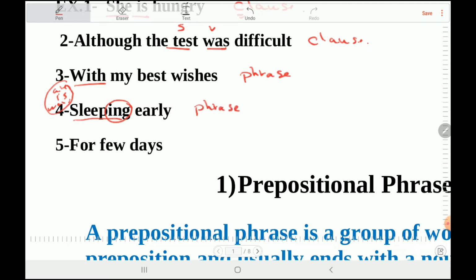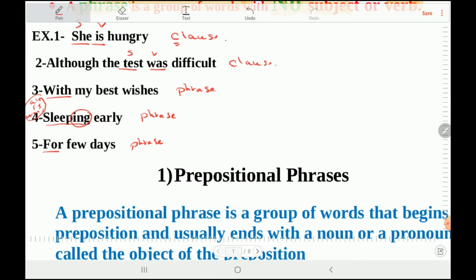Okay, for few days. For few days. So this is a preposition. So again, this is a phrase. فاتفقنا كده خلاص على الclause والphrase.